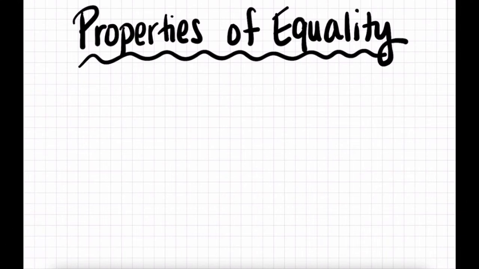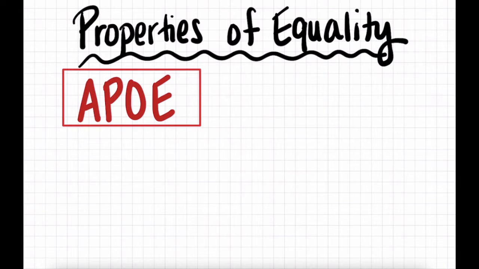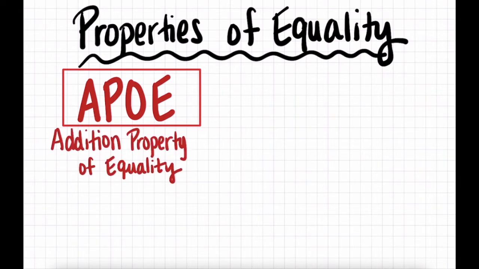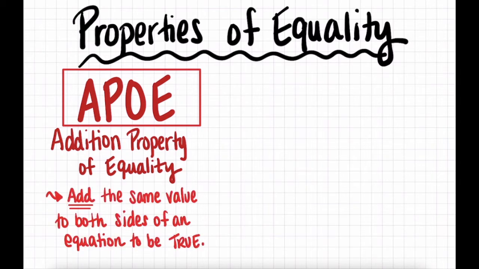Hello, young math Padawans. Today's lesson is a review of the properties of equality. The first property of equality is APOE, and it stands for addition property of equality. What does that mean? That means that you have to add the same value to both sides of an equation in order for that equation to remain true.